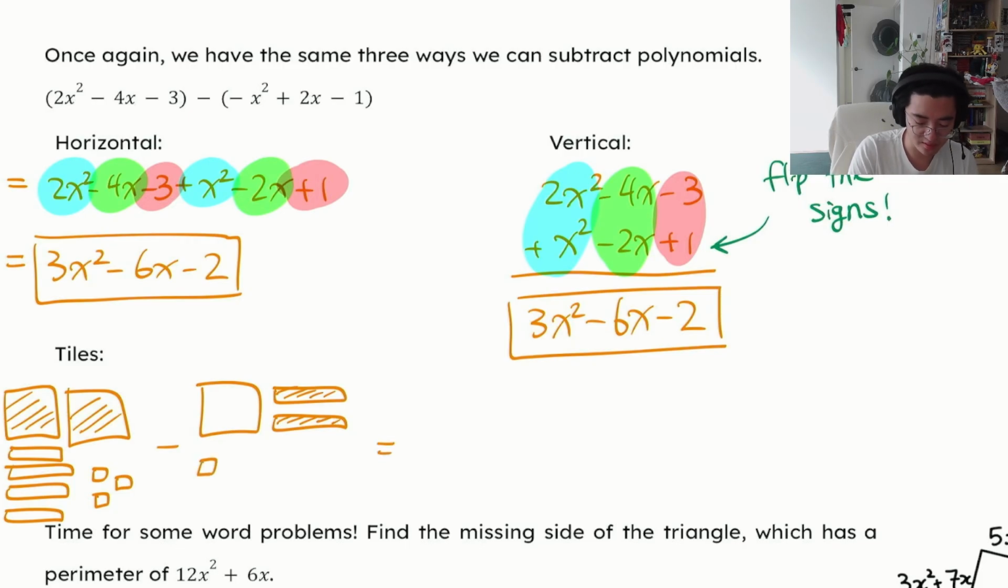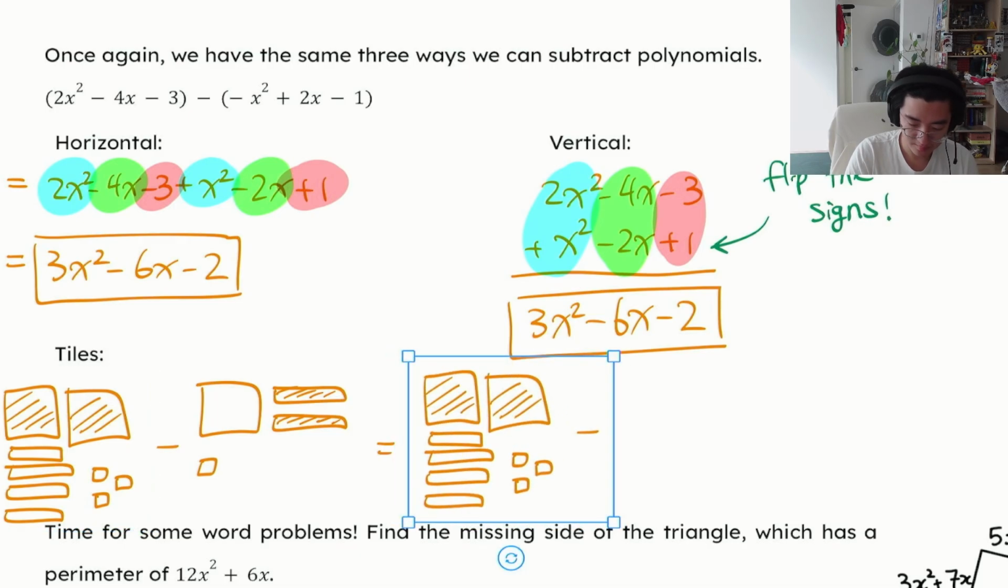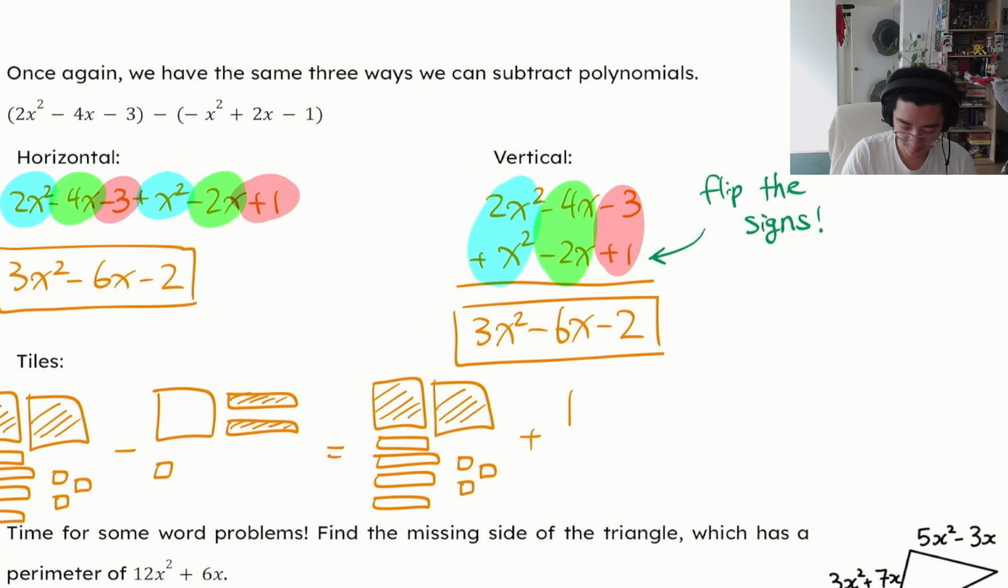Right? So once again, we have to flip the signs. I'm going to copy this. Copy, paste, voila. We flip the signs, so we pretty much just flip the shading. This becomes plus, the negative gets flipped to a positive, the positive flipped to a negative, this negative flipped to a positive.